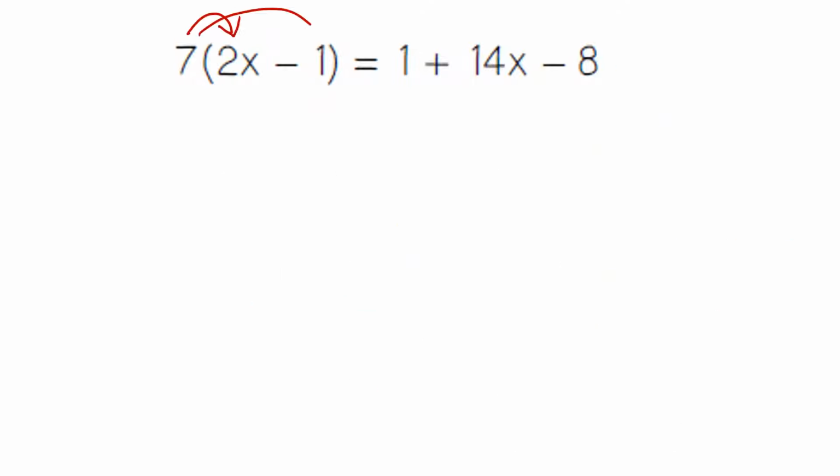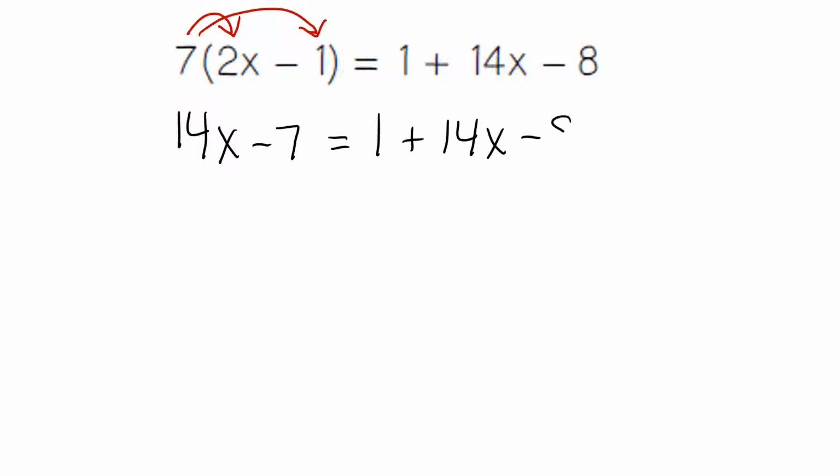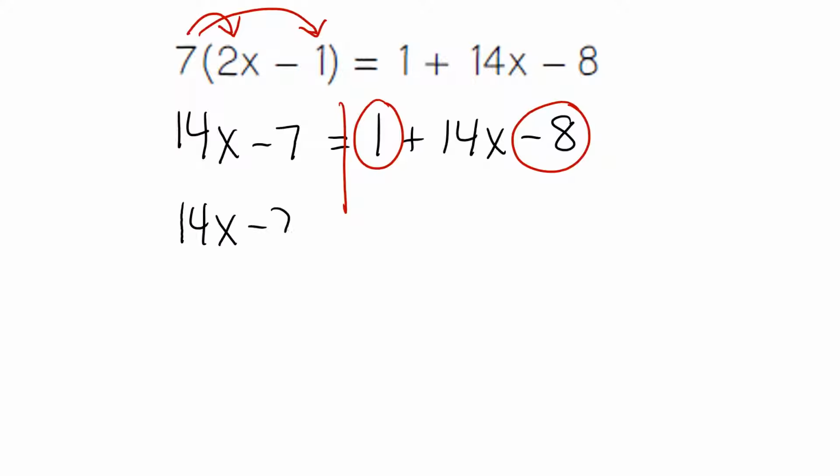We start by distributing and multiplying our 7 to both parts of the parentheses. 7 times 2 is 14, 7 times 1 is 7. Bring down the 1, the 14x, and the minus 8. We can go ahead and combine like terms on this right-hand side, 1 and the minus 8. 1 minus 8 is going to give us minus 7.